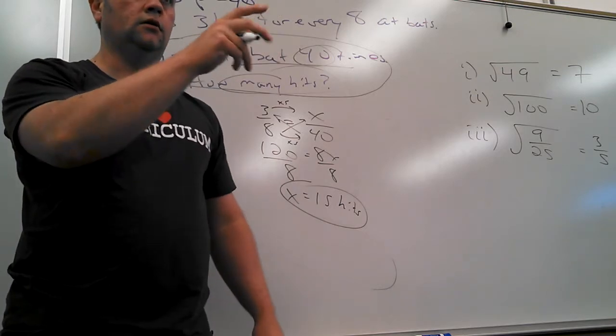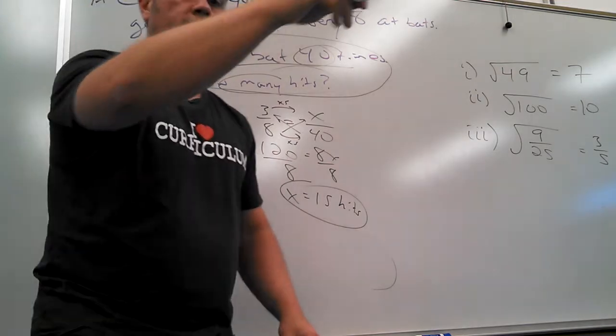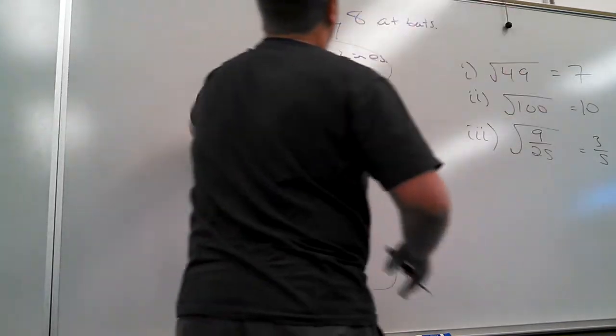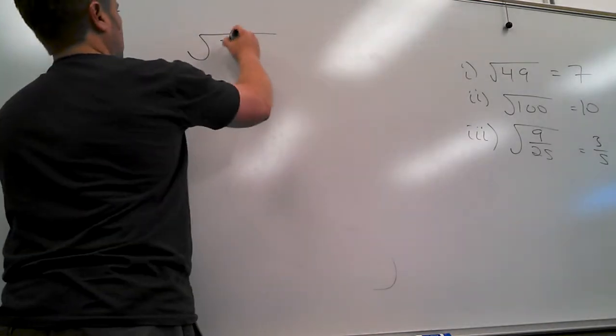Yes, sir. What about the numbers that you can't find a square root for? I like it. So there's 2 kinds of that. There's something like the square root of 38.